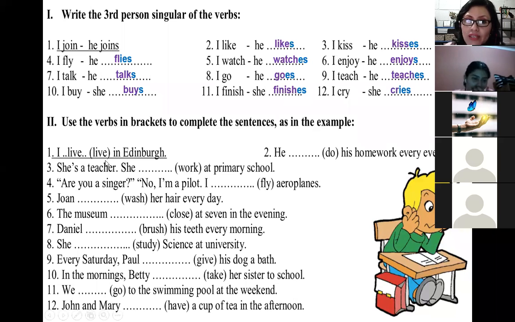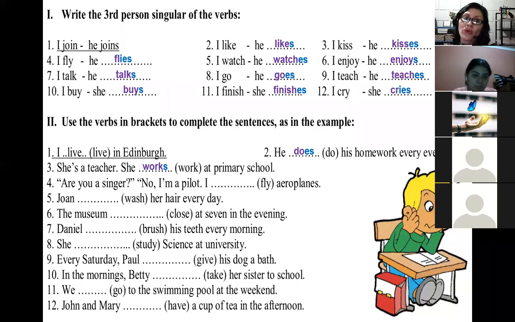Dice, I live in Edinburgh, ¿ok? What about the next one? En este caso, he does his homework every day. Ahora ustedes me van a ayudar con la siguiente. Todos en el chat otra vez, ¿ok? So, she's a teacher. She what? Muy bien. Thank you, guys. ¿Ok? She works at a primary school. She works at primary school, right?